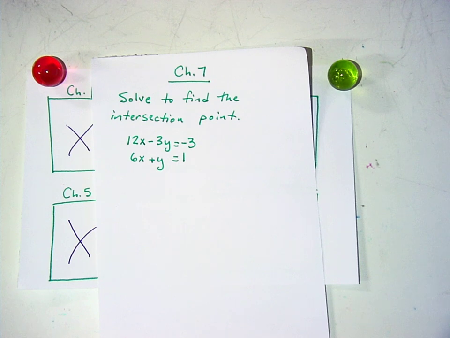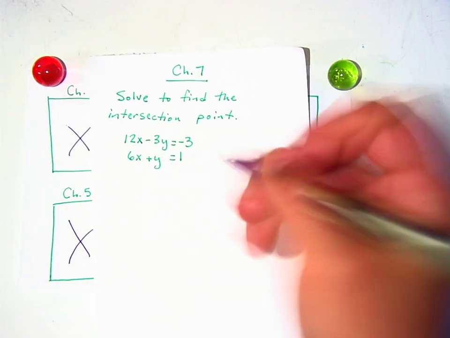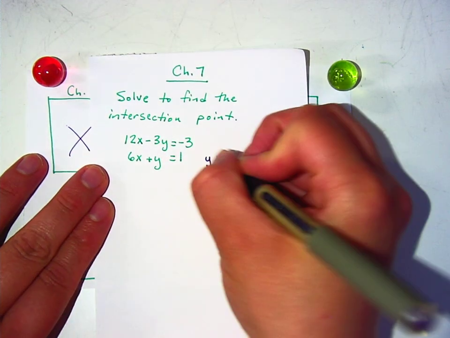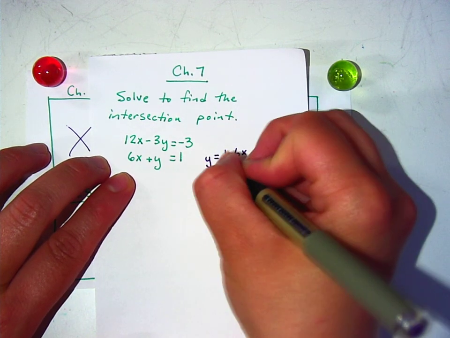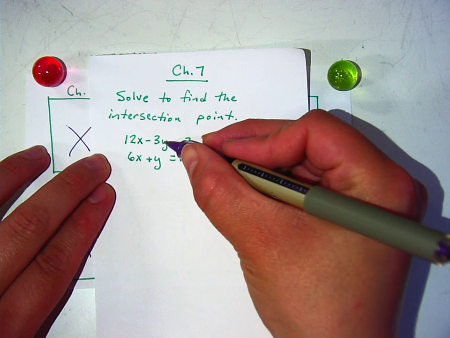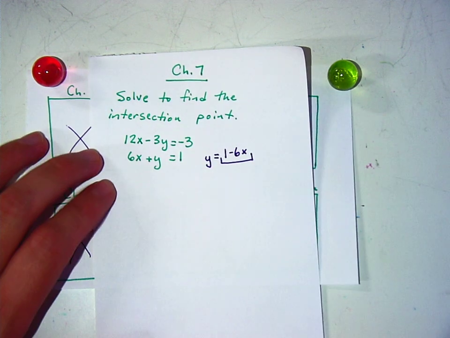The first way is to solve both of them for y and graph it and see where they cross. The second way is to use substitution. And if you did substitution, you'd have to get y by itself right here. So it'd be y equals 1 minus 6x, and then you would put this in for the y right there, distribute, and solve.